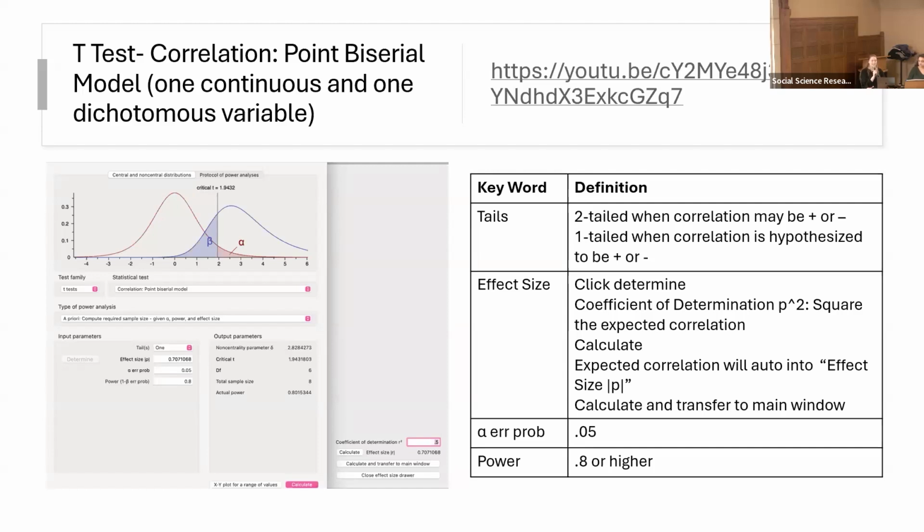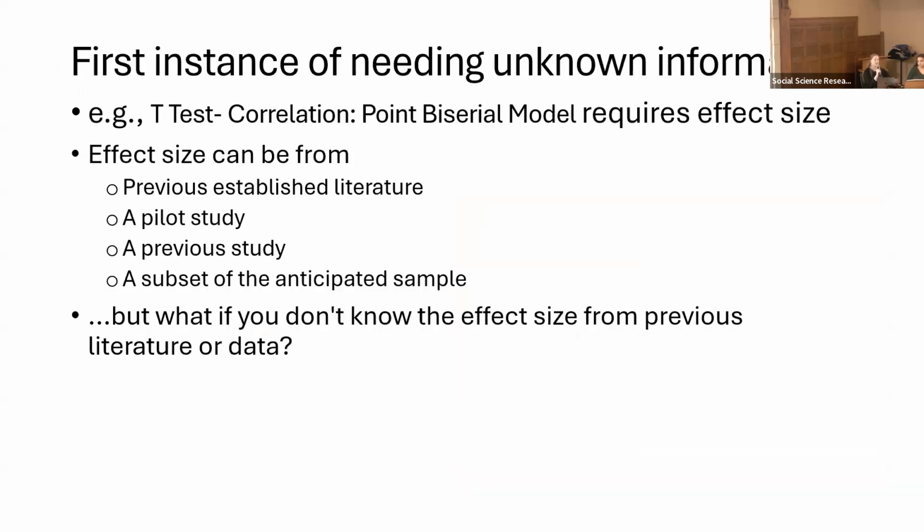Okay, so one of the things that you can see here that it's going to request from us as an input parameter in order to give us this output is specifically effect size. So this is a great opportunity to talk about that G-Power is going to constantly ask you for information that you do not have what we as academics would consider like a scientific, solidly backed answer to. So for example, here, effect size, it could be drawn from things like previous literature or a pilot study in your lab, a previous study, or a subset of the anticipated sample.